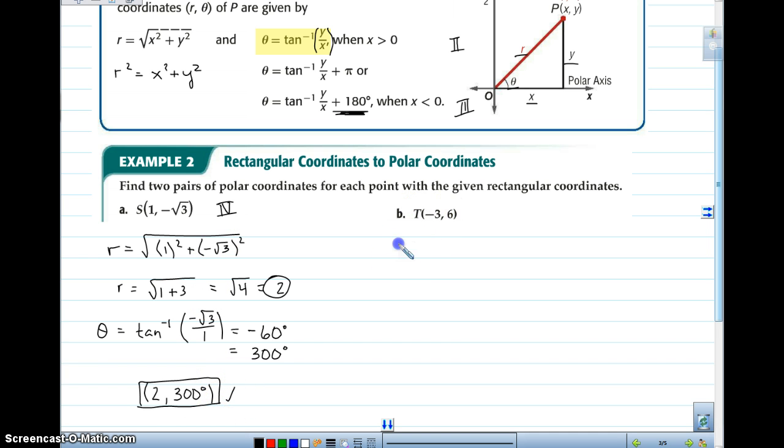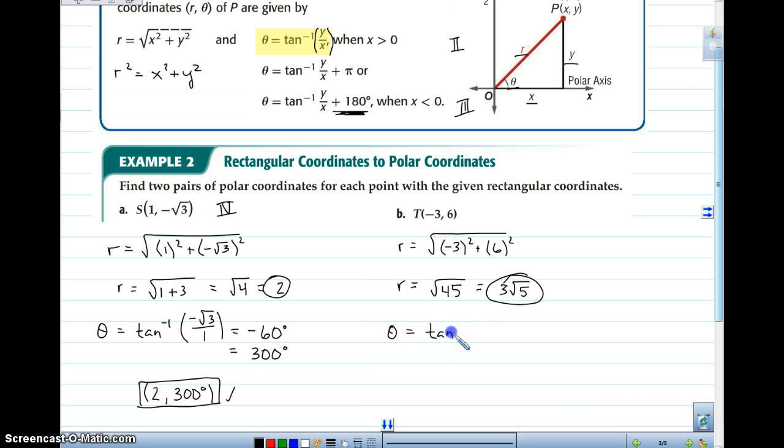And let's try b now. So we're going to do r is equal to the square root of negative 3 squared plus 6 squared. So we get that r is equal to the square root of 45, which simplifies to 3 radical 5. So that's my radius, and I need to solve for theta.